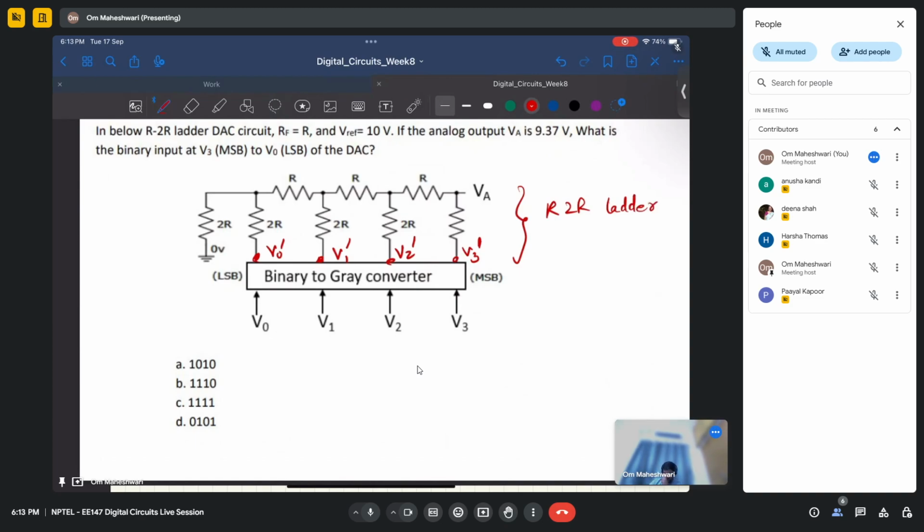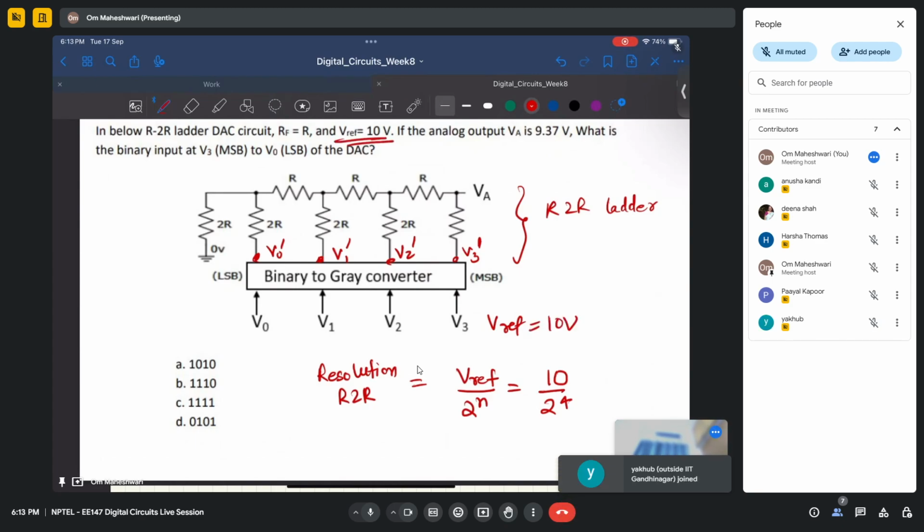The resolution of the R2R ladder DAC is Vref by 2 to the power n, where n is the number of stages or number of bits. So here we have 4 bits, 0 to 3. So it is 10 by 2 to the power 4. Vref is given in the question as 10 volts. So this is 10 upon 16.